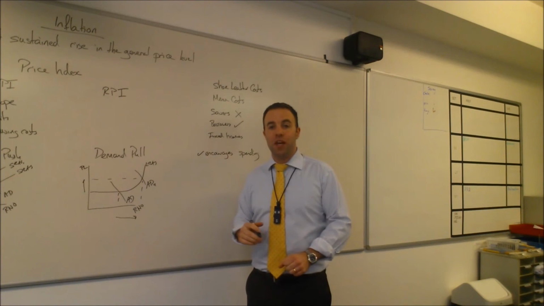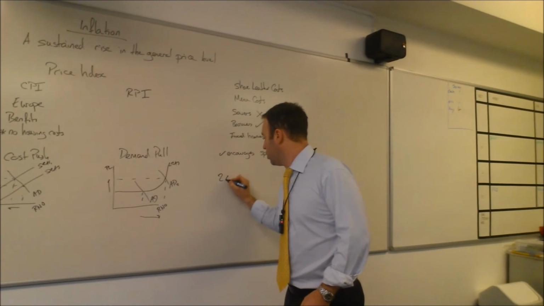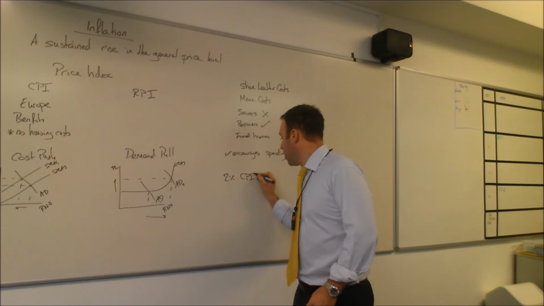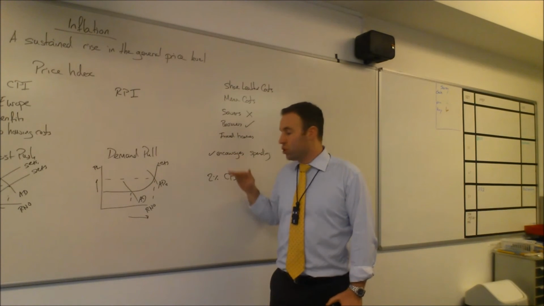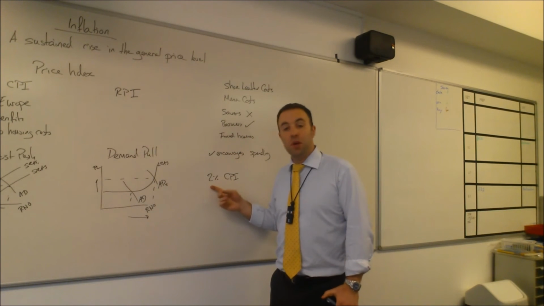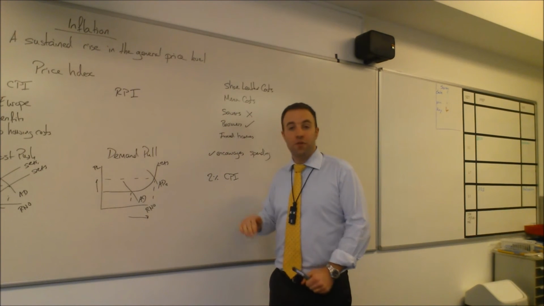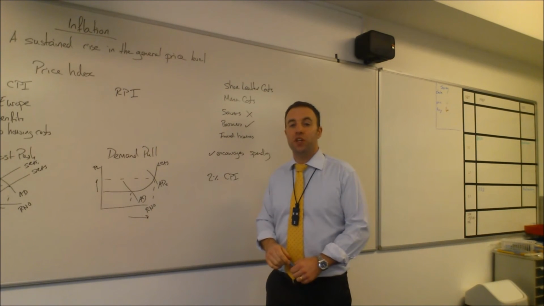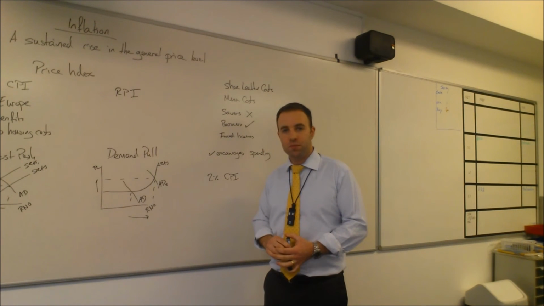The government has set the Bank of England, whose job it is to control inflation, a target of 2% CPI inflation. They can go as high as 3% or as low as 1%, but they're aiming for 2%. If they fall outside of that, if inflation, for example, ends up at 3.5%, or as it is now, below 1%, then the Governor of the Bank of England has to write the Chancellor an open letter explaining what happened.